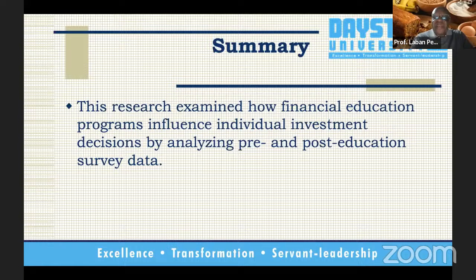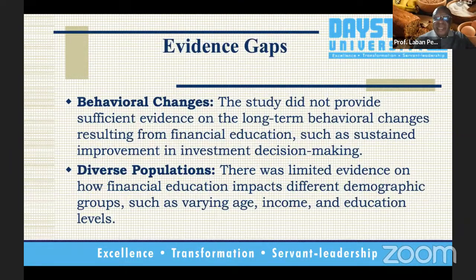The research examined how financial education programs influence individual investment decisions by analyzing pre- and post-education survey data. So these are controls. Those who received it, those who did not receive it, how are they in terms of investment decisions? So behavioral changes. This study that I've read did not provide sufficient evidence on the long-term behavioral changes resulting from financial education, such as sustained improvement in investment decision-making.